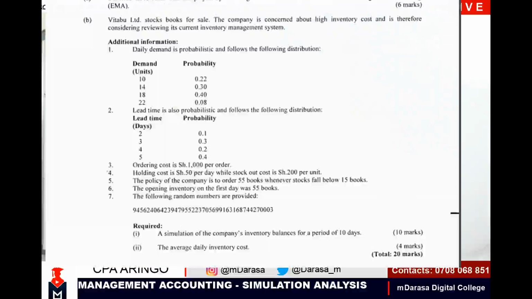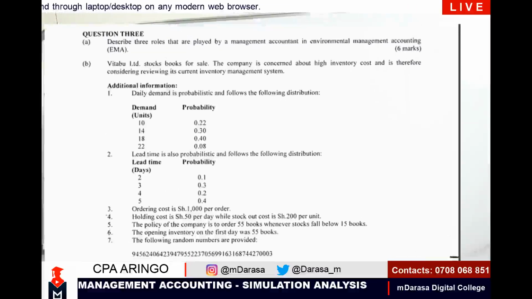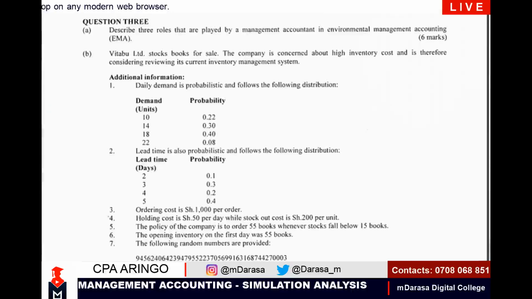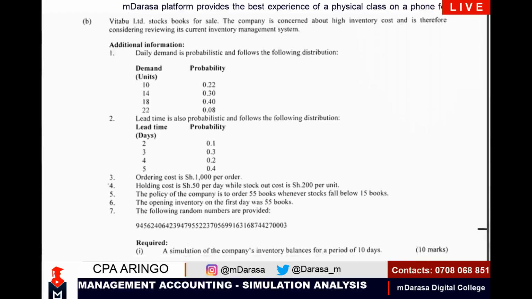In our question, this is what we are told. November 2018, question number 3, part C. This is what we are told, my good student, that Vitabu Limited stocks books for sale. The company is concerned about high inventory cost and is therefore considering reviewing its current inventory management system. Additional information: I'm given our daily demand. Daily demand is probabilistic and follows the following distribution: demand and probability. Note number 2, I'm given our lead time in days and probability.